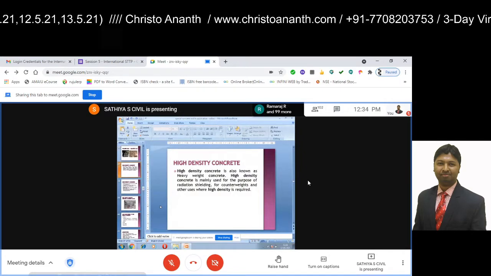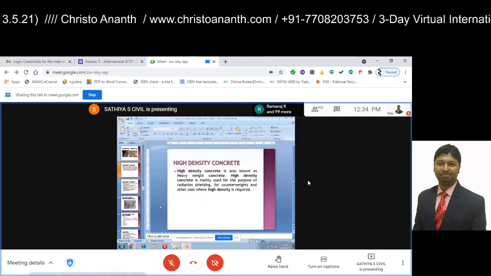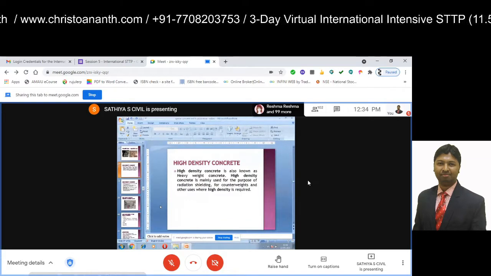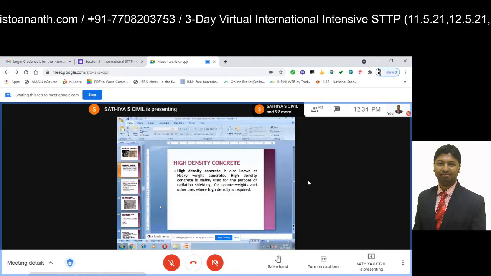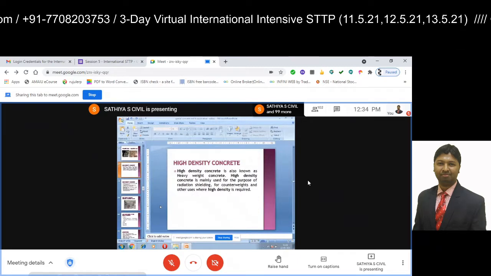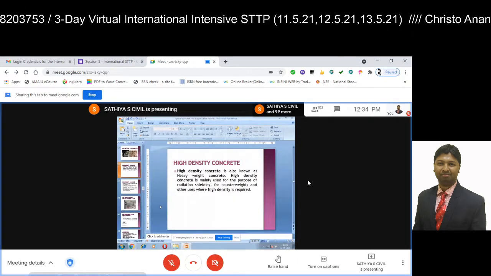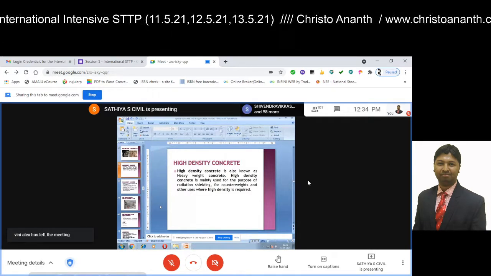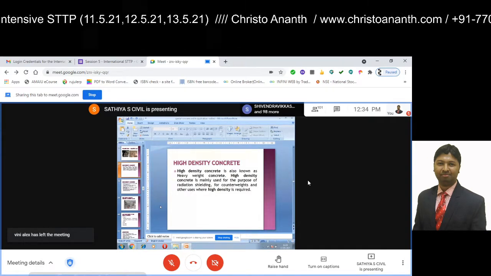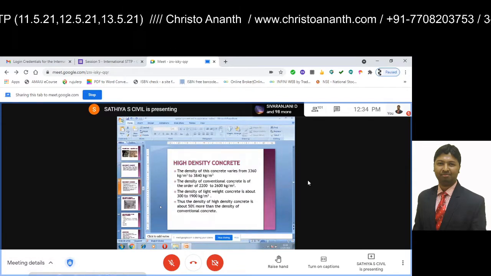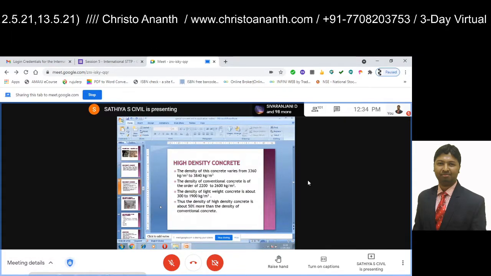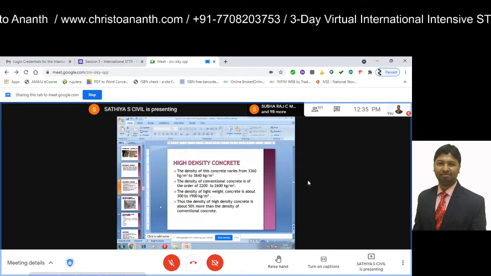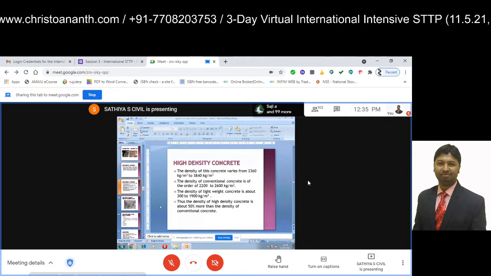Then the next type is high density concrete. High density concrete is also known as heavy weight concrete. The weight of high density concrete is more when compared to conventional concrete. High density concrete is mainly used for the purpose of radiation shielding, for counterweights, and other uses where high density is required. The density of high density concrete varies from 3,360 kg per meter cube to 3,840 kg per meter cube.